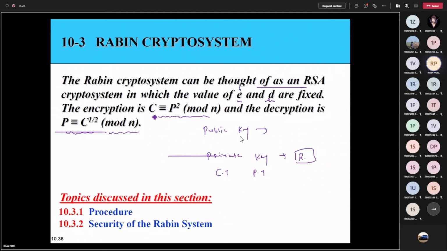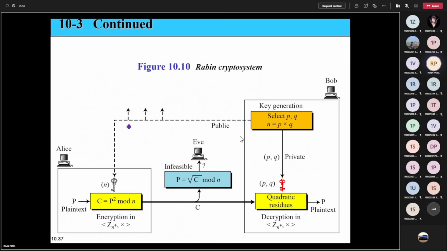Now here are the equations for the Rabin crypto system. To find the cipher text, C congruent to P squared mod n, and decryption is P congruent to C raised to 1 by 2, basically like this, root C mod n. I'll show you how to simplify this equation, so that's why it is written C raised to 1 by 2 mod n. Let us go through the procedure and the flow.